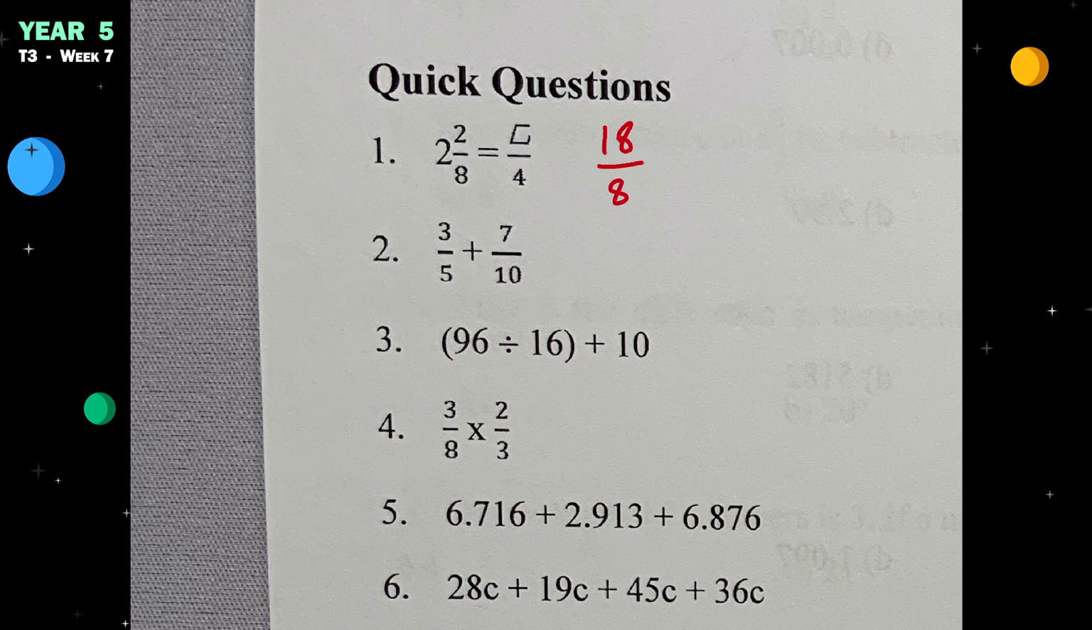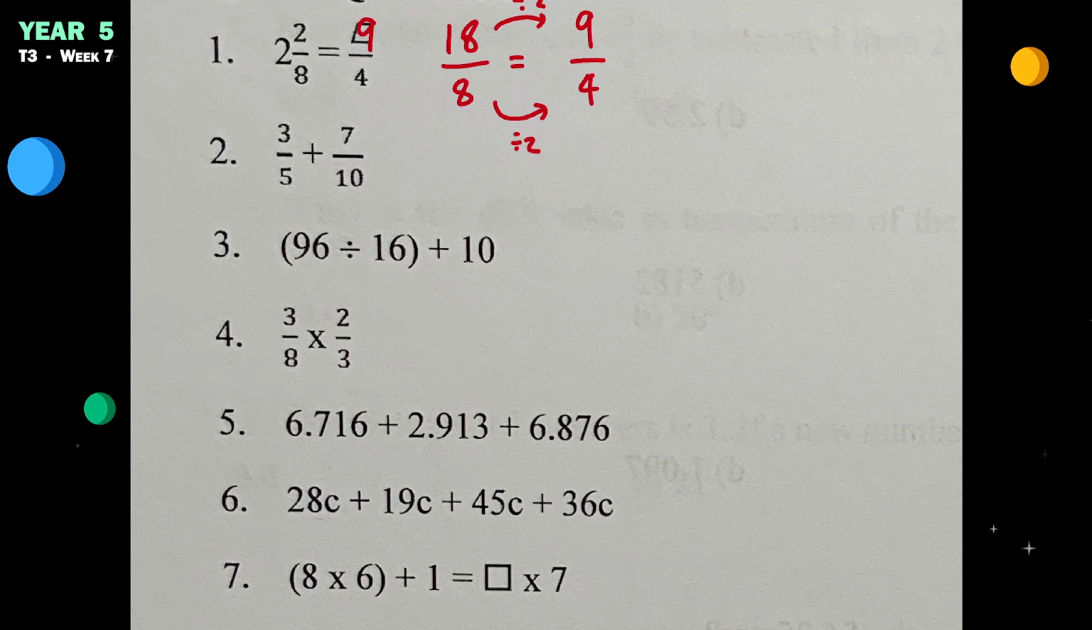Okay, but they want it over 4, so what we're going to do is simplify it. We can make it into a 4 by dividing it by 2. And what we do to the bottom number, we must do to the top number, so that'll be 9 over 4, and the answer up here must be a 9. If the bottom number is a 4, the top must be a 9.